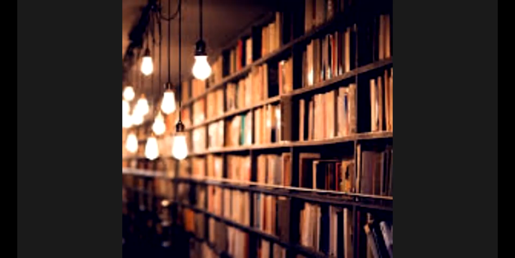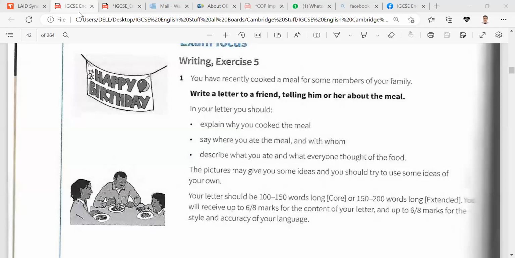Khalid, did you write your informal email? Khalid, can you hear me? Did you write your informal email, your homework? My homework? Did you write it? Okay, if you wrote it, please just send me after the lesson. You should send me a copy, please, to our WhatsApp group.